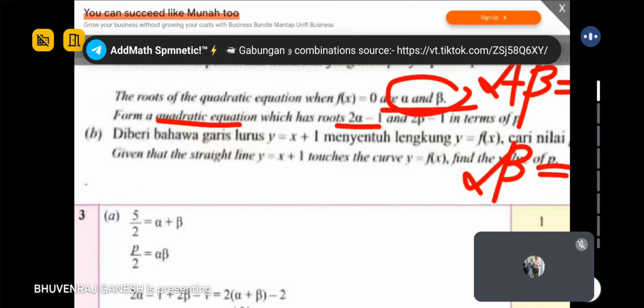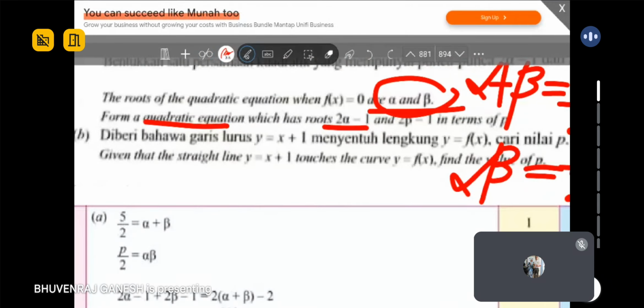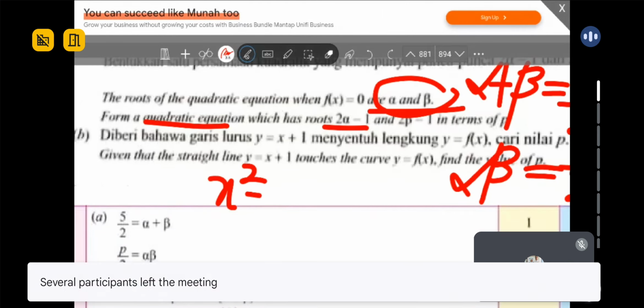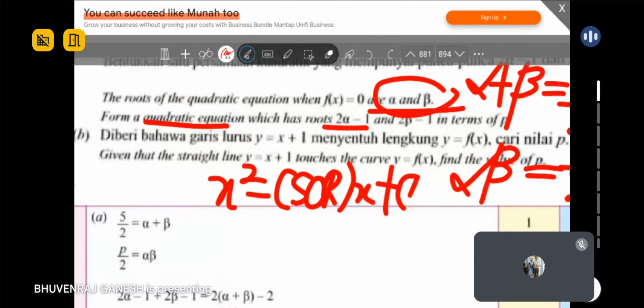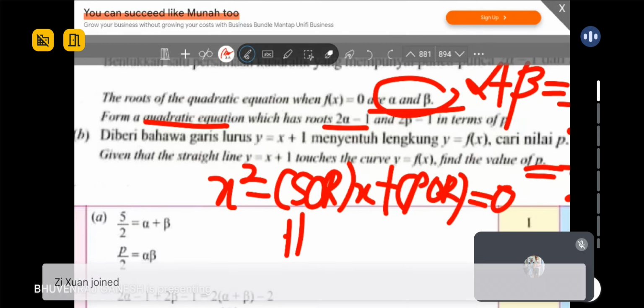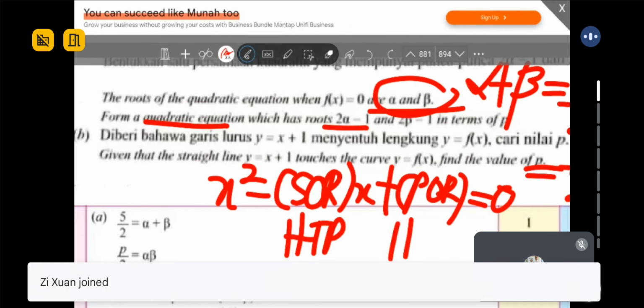Okay, so you start with SOR. Kamu mula dengan hasil tambah punca. Okay guys, there is one equation you need to know here. When you form quadratic, right? Remember use this formula. Bila nak bentuk persamaan baru, guna rumus ni. This one. Alright? SOR2 HTP, POR HTP.